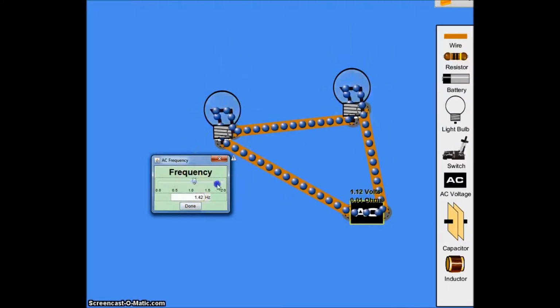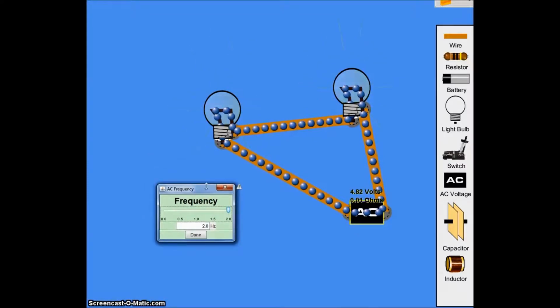We can bump it up to 2 times a second. That's the most that the program can hold. So we can see that they're flashing a lot quicker now. Now imagine this times 30. You wouldn't be able to tell the difference between flashing or on and off. It would just be constant on. And that's what happens in your houses. You can't tell the difference between on and off, and you can't tell when the electrons are switching back and forth.